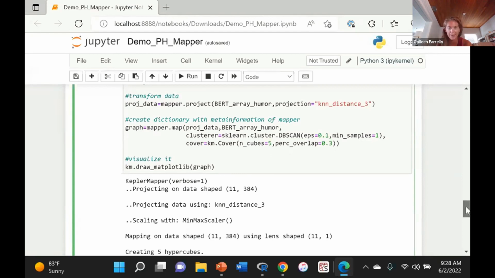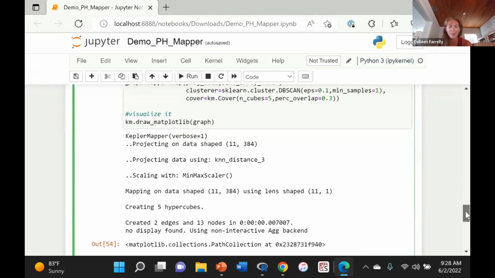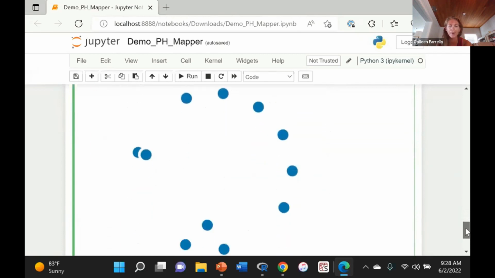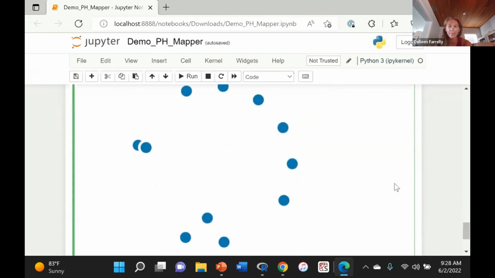I'm not going to run it here, but here's what it looks like for our humor poems. We have a lot of distinct values here and not a lot of connections between those values, which suggests that we have a lot of variety within this type of poem. We don't have a lot of connections between what exists in this set of poems.